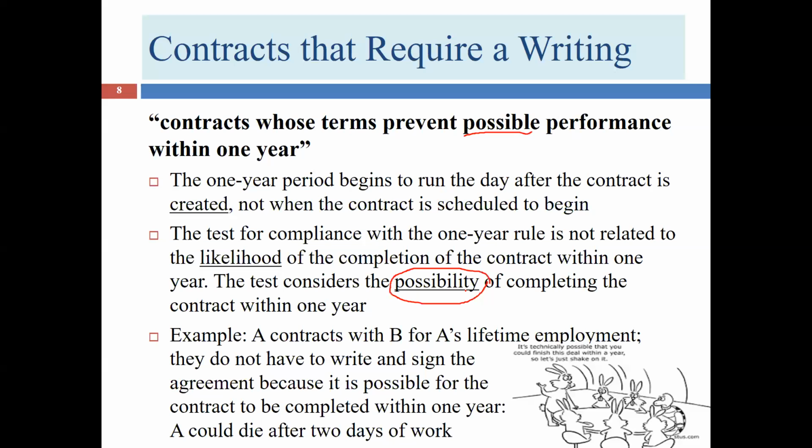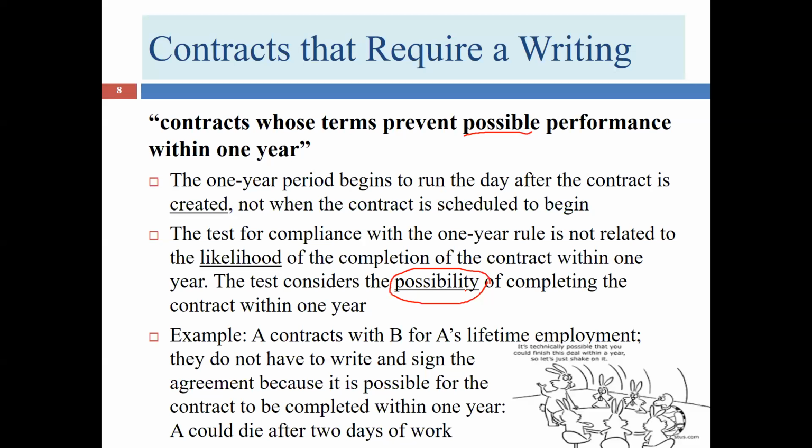I file a lawsuit saying that Bob breached his contract of lifetime employment with me. Am I going to win or am I not? Well, certainly a lifetime seems longer than 1 year, but think about it. None of us knows how long we're going to live. Bob could have given me that contract of lifetime employment, and I could have gotten hit by a train the next day. Well, guess what? Then my lifetime would have been exactly 1 day.